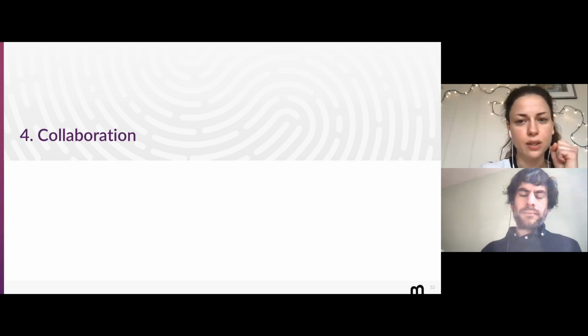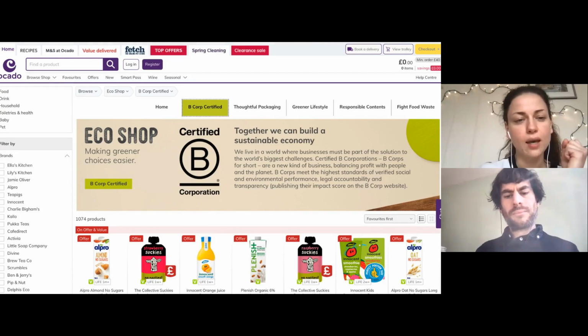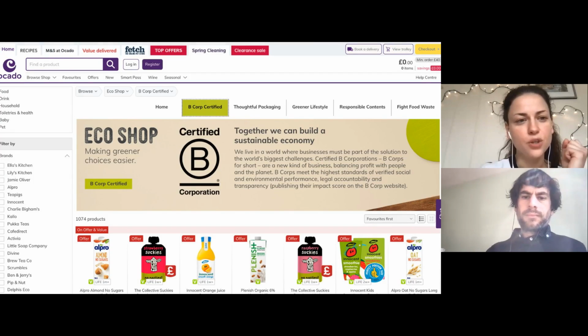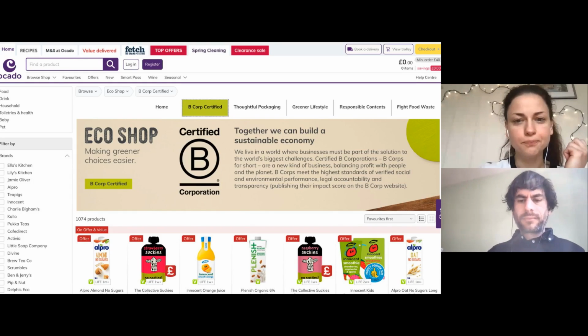And here we'd like to give an example of a recent collaboration between Ocado and B Corporation. They have just recently launched a new section on their website, which is EcoShop, with products that have been certified by B Corporation. And it's an amazing offering with the option to choose green products within different categories: thoughtful packaging, greener lifestyle, responsible content, fight food waste. So a great example of collaboration between two different brands.